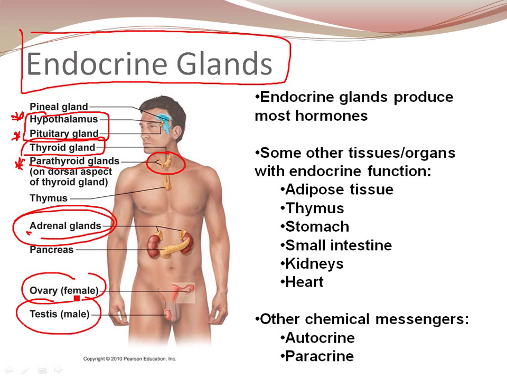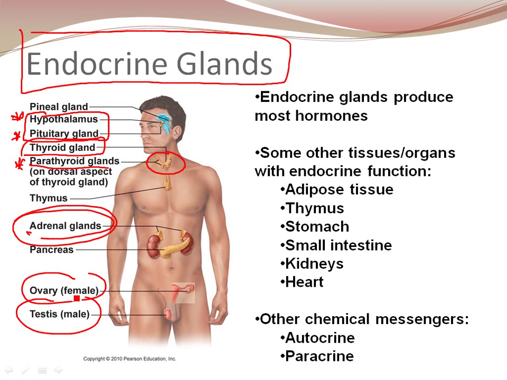Ovaries and testes, ovaries of course in the female, testes in the male, produce the sex hormones, estrogen and testosterone, and you will learn more about those in Unit 3 on the reproductive system than you will in this system.